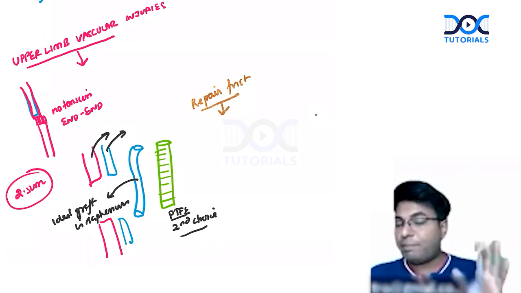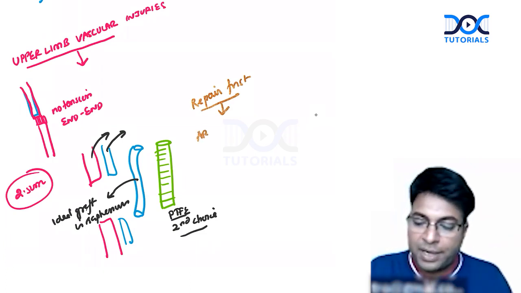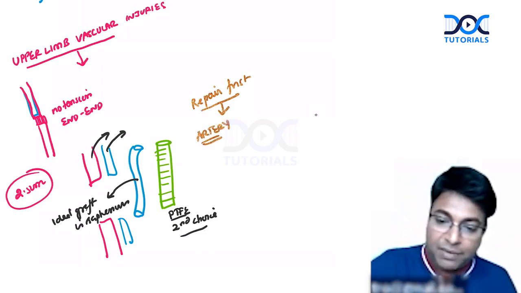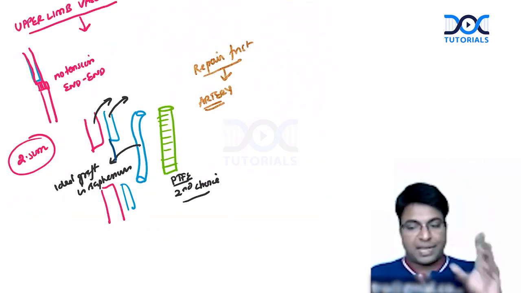Yes, artery will be repaired first. No doubt. It is a universal phenomenon. It is always artery which is repaired first. But if there is a venous compromise seen, that's a line from Sebastian.